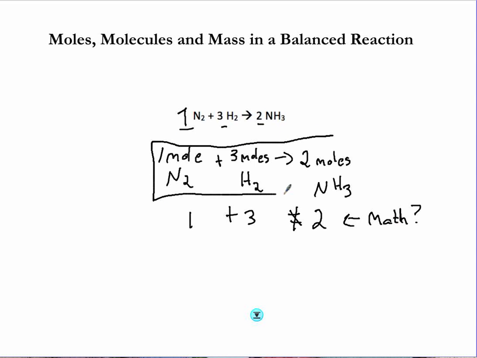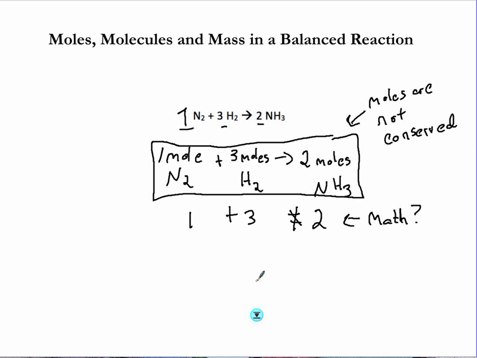The term is called conservation, right? So we would say that moles are not conserved. So by conservation, what we mean is that the quantity adds up and is equal on opposite sides of the reaction. So let's do this a slightly different way. Let's take a look at molar masses.